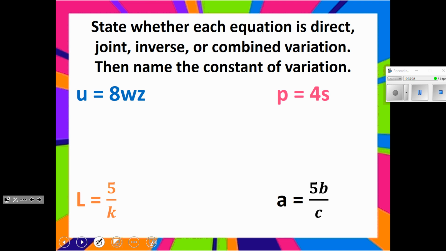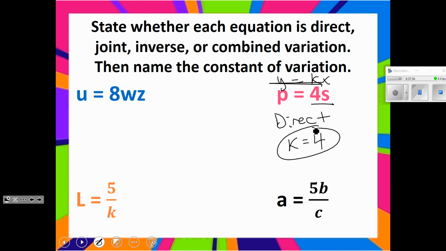So let's start in the order that we learned them in. How about direct? The pink one, P equals 4S. Singular, timesing by one variable. Okay, and so this would be direct. What would the constant be? K would equal, if this is Y equals KX, which one's the K? 4. It's the number, you're always timesing by 4, no matter what the P and the S are. In that particular problem, you're always timesing by 4.